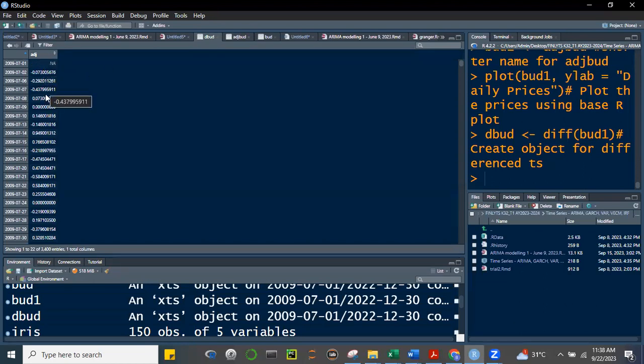So for the first three differences, it's negative. Okay, let me pause for a while, class.